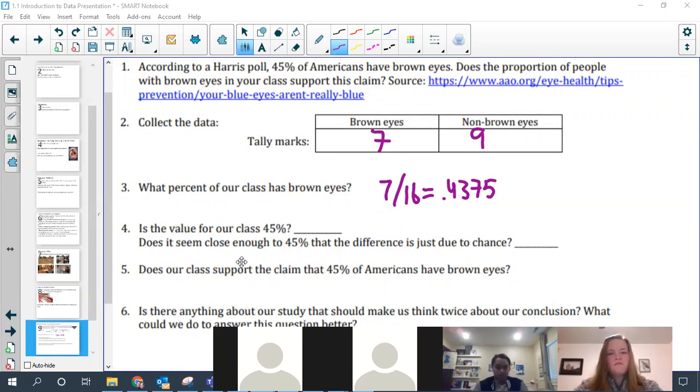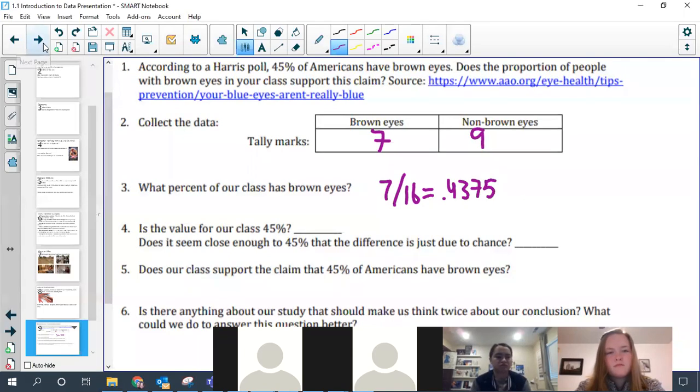Someone else, give me a different way we could be different. Ages, great. Ethnicity, that's a great one. Does our class represent the same proportion of ethnicities? We've got some diversity in our class, but does it still match up with the overall diversity? No, and would that make a difference with eye color? Yeah, sure. So when we're doing our statistics, we always need to be wise about it by looking at where the data came from and whether it matches.